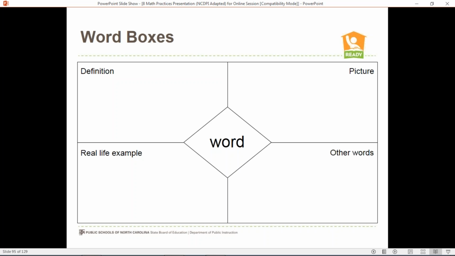Another, this one is titled Word Boxes, right? We could certainly call this a Frayer model or something similar, where we give kids a chance to be precise both with their definitions and thinking about not only what is the definition, but what is my definition, and then thinking about what does it look like, where do I find it in the world, what are other words. One thing often used in a Frayer model is examples and non-examples, which can be very powerful as well.